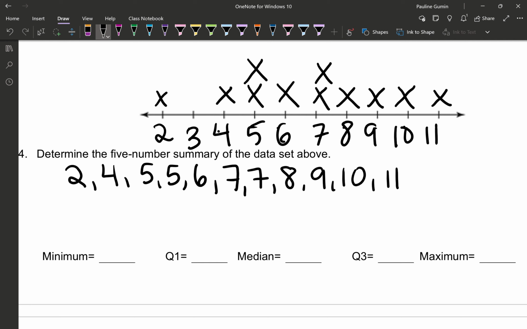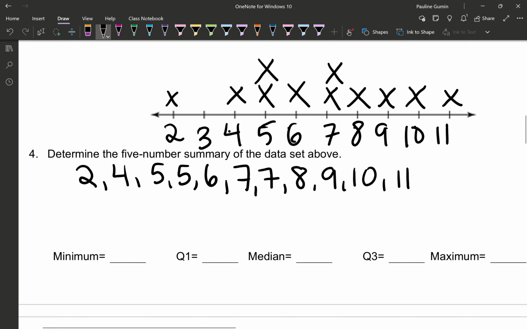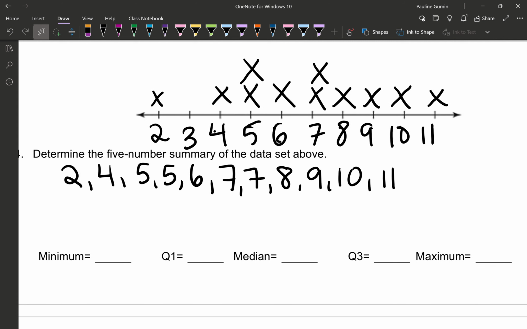Okay, so 5-number summary. What I like to start with is the minimum and maximum because I think it's the easiest. The minimum is our smallest number, 2. The maximum is our largest, 11. Next, let's find the median. The median is the middle of our data. Okay, so I'm going to cross a number off from each side until I have 1 or 2 left in the middle.